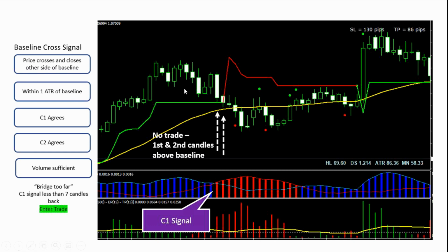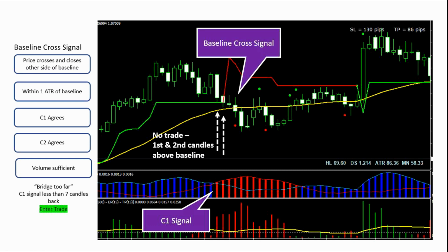However, now we see that price has come across the baseline and closed on the other side of the baseline. Right there. And it is within 1 ATR. And we look down and we see that our C1 does agree. Doesn't have to be a fresh signal. It just has to agree at this point.